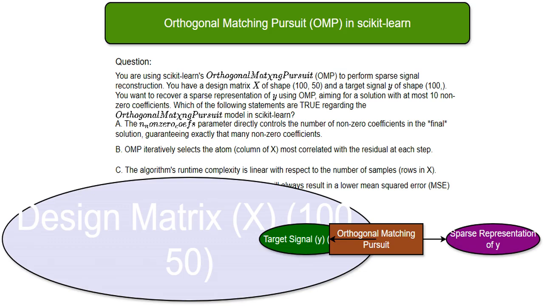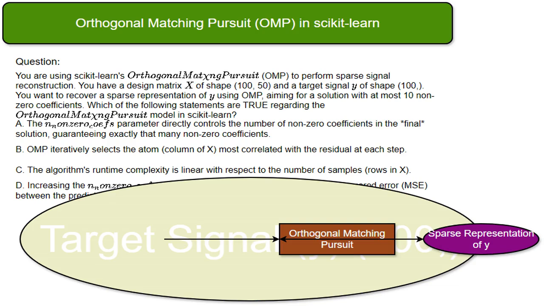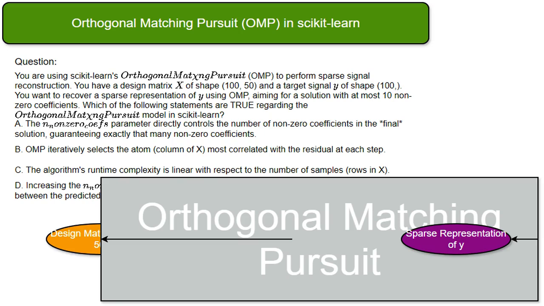Each row represents a data point, and each column represents a feature. I use it to represent all of the information I have available in order to reconstruct the signal. The target signal Y is what I want to approximate or reconstruct using OMP and the features from my matrix X. It's a vector of length 100. This is the core algorithm I'm using. It iteratively selects the most important features to obtain a sparse representation of the signal.